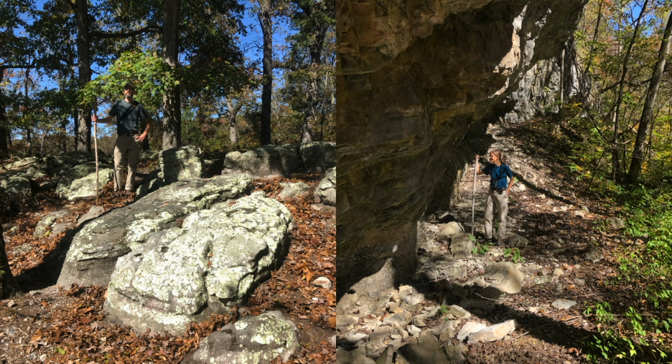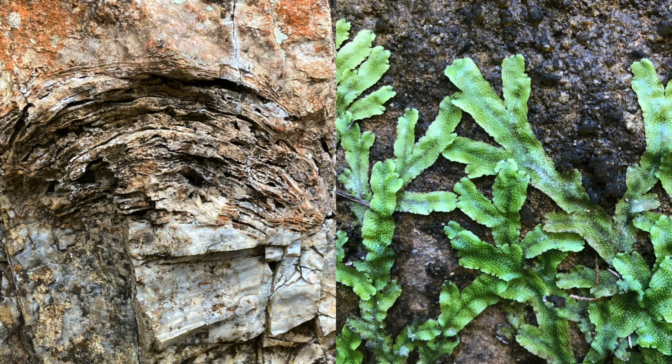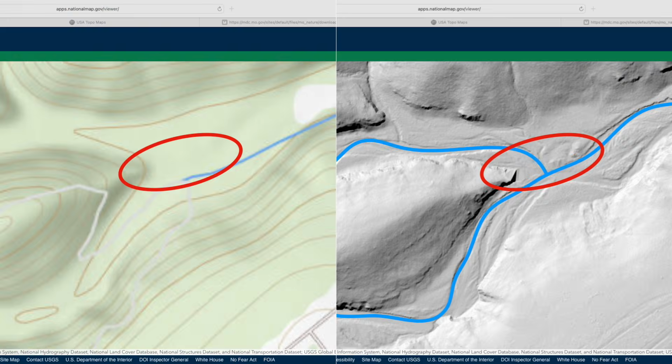We love this site and are planning on doing a full video about its geologic and ecological setting at some point in the future, but today's focus is on the map pattern. Why do modern maps seem to erase the bedrock spur that hosts the natural bridge?